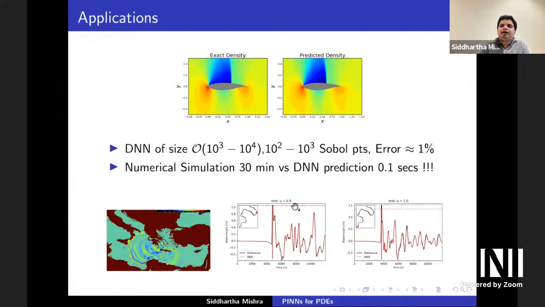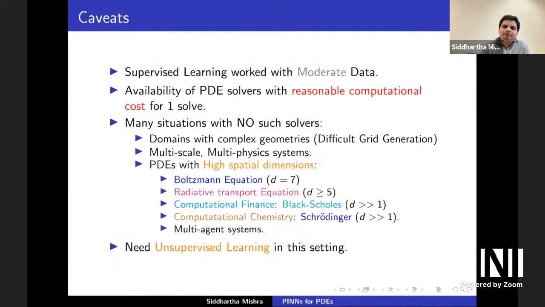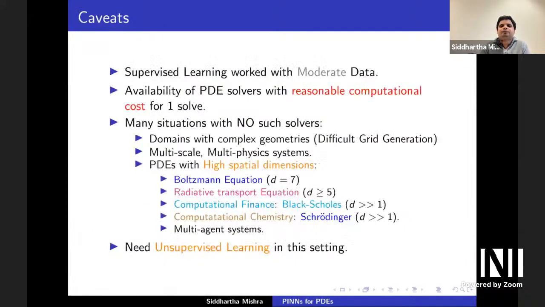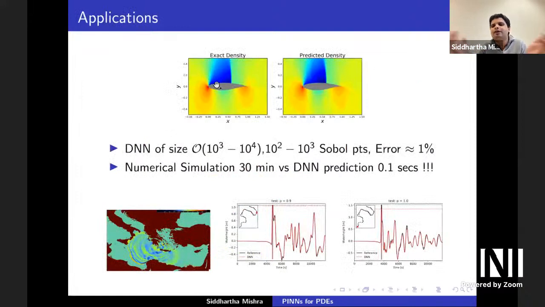But remember, here I still needed about 100 to 1,000 points. This was done with more like 128 points. This was done with more like 900 points, 872 points. So you're still around 1,000 data points. Now what happens is, as I said, supervised learning works with moderate amounts of data. And here we needed PDE solvers where there was a reasonable computational cost for a single solve. For instance, here this was about half an hour, reasonable computational cost for a single solve.